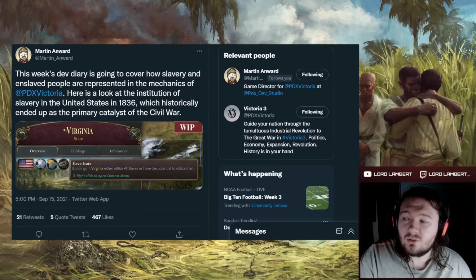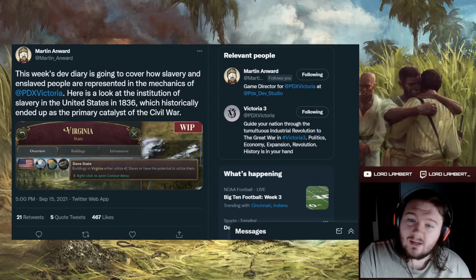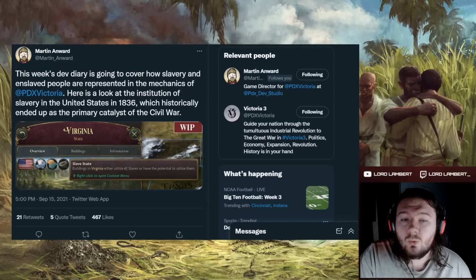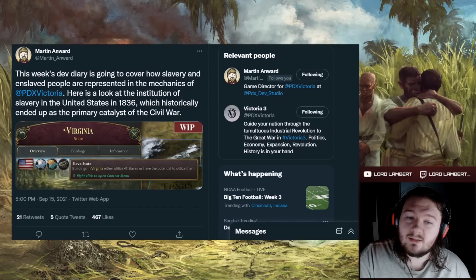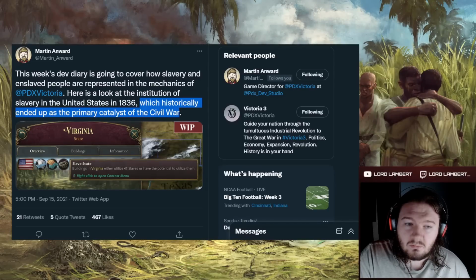This week's dev diary is going to cover how slavery and enslaved people are represented in the mechanics of Vicky 3. Here's a look at the institution of slavery in the United States in 1836, which historically ended up as the primary catalyst of the Civil War. This is objectively true. We're not going to be debating that here, of course.